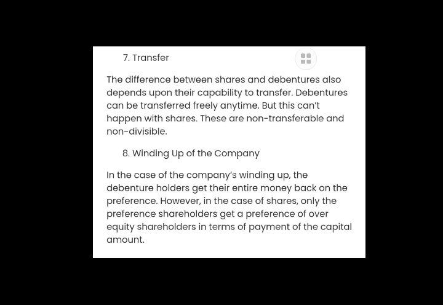The last point of difference is the winding up of the company. In case of the company's winding up, the debenture holders get their entire money back on preference. However, in the case of shares, only the preference shareholders get preference over equity shareholders in terms of payment of the capital amount. So, this was the main difference between shares and debentures.